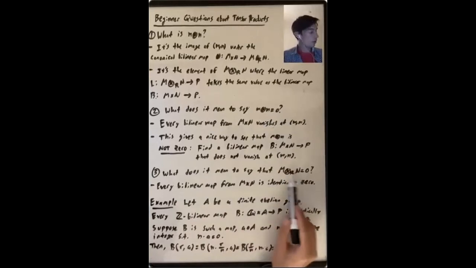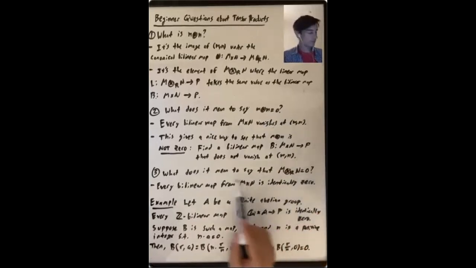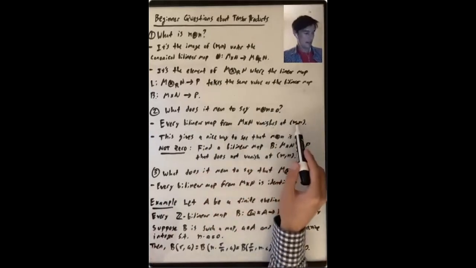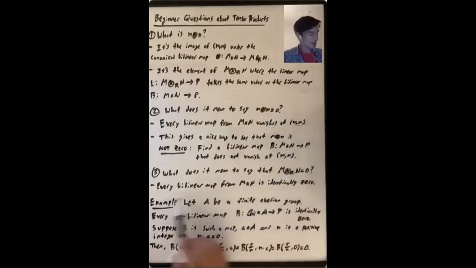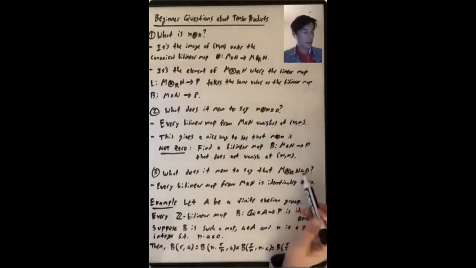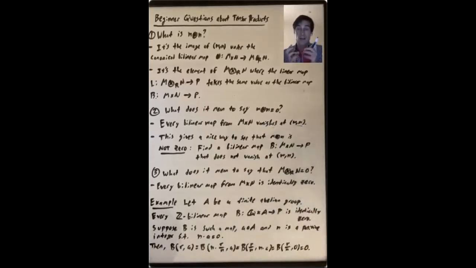All right, so now we know what it means for an elementary tensor to be 0. What does it mean for the whole module to be 0? Well, it means that every bilinear map from M cross N vanishes at the pair (m, n) for every pair that you could choose. So that means that every bilinear map from M cross N is identically 0. That there are no non-trivial bilinear maps from M cross N to anywhere. So a tensor product being 0, you can just think of as a statement about bilinear maps from your direct product M cross N as a set to anywhere.